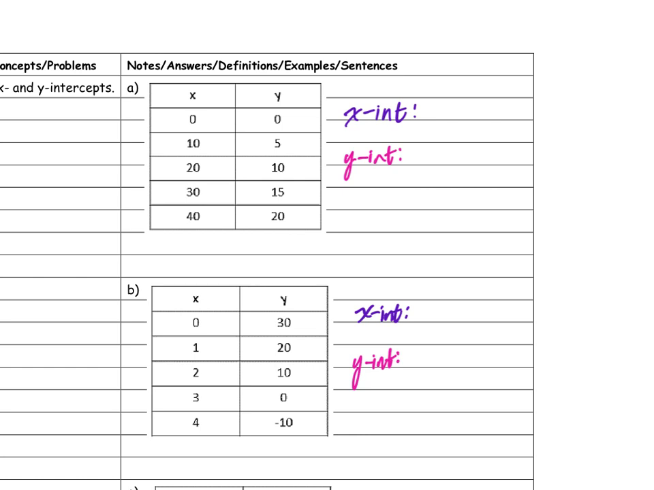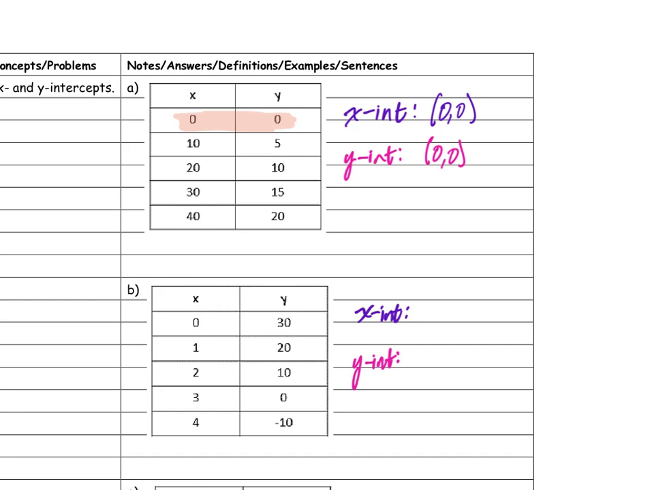Okay, so for number A, I'm going to look for the zeros. I'm just going to highlight everything that has only a 0. So the only thing that has a 0 in the first one is that line. So that means that my x-intercept is 0, 0, and my y-intercept is also 0, 0. Okay?